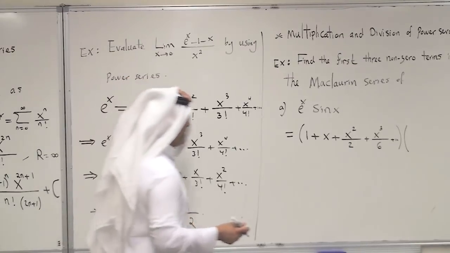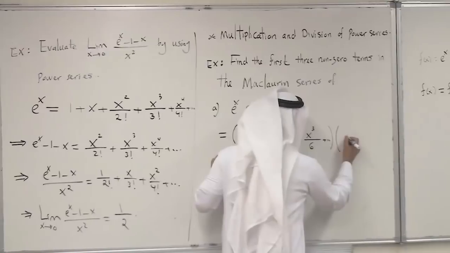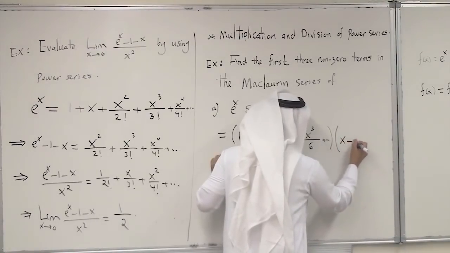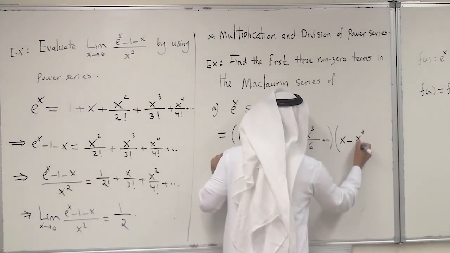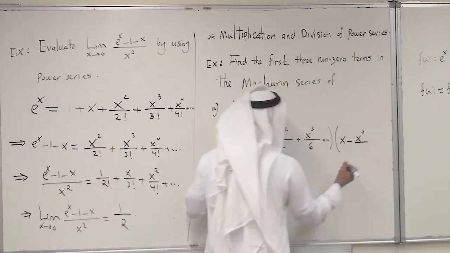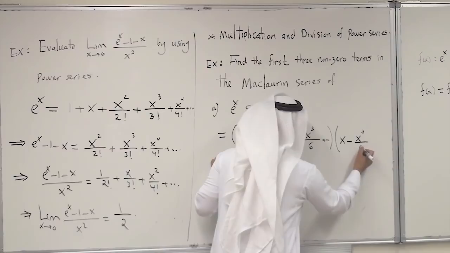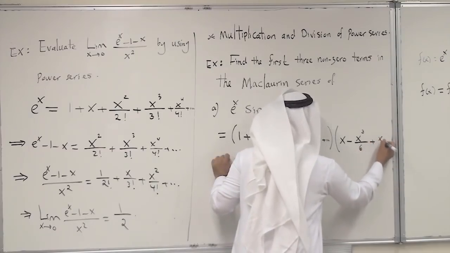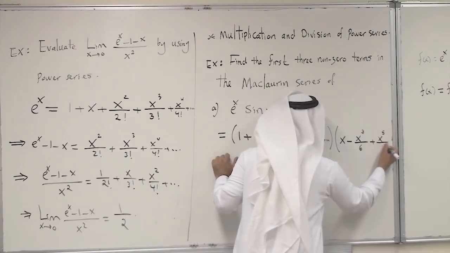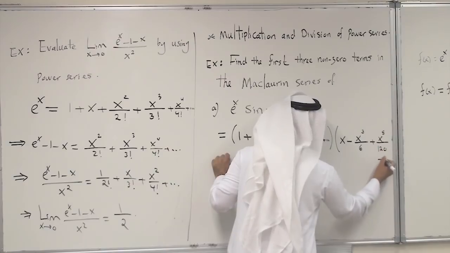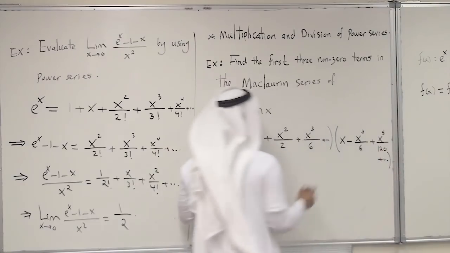Fine. What about sine x? Sine x is, again, well known to us. It is x minus x cubed over 3 factorial, and 3 factorial is 1 times 2 times 3, which is equal to 6, plus x to the power 5 over 5 factorial, which is 120, plus, etc. Okay, that is the second series we have.